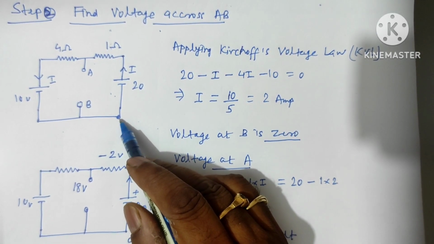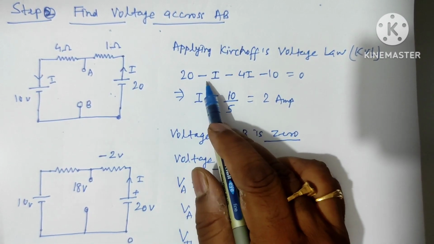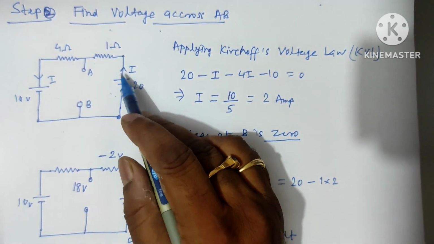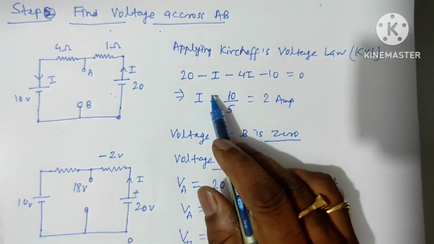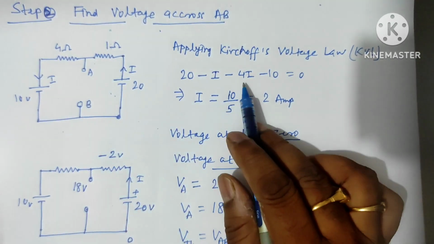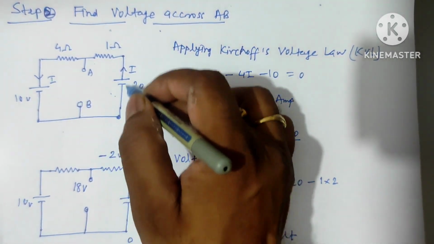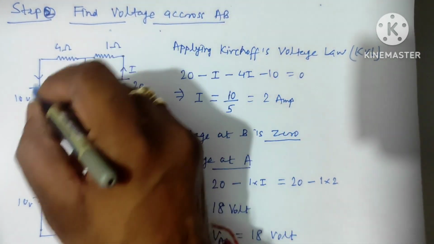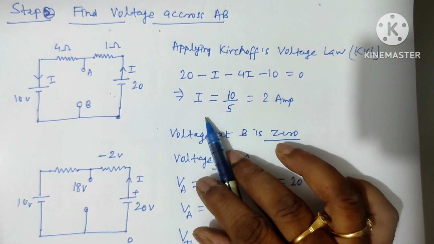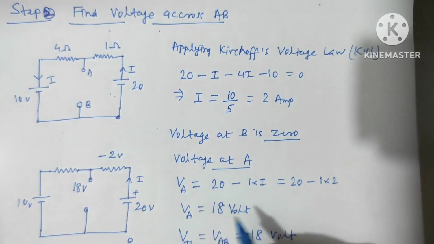If I start from this point, then I can write Kirchhoff's voltage law like this: 20, then this is 1 ohm resistance, current is I. Because we are passing through a resistor, 1 into I means I. Likewise 4 into I, then minus 10 volt equal to 0. So I am completing the loop from this point to this point again. Therefore I can solve the value of I. I will be 10 over 5, or 2 ampere. So this is the current in the circuit.